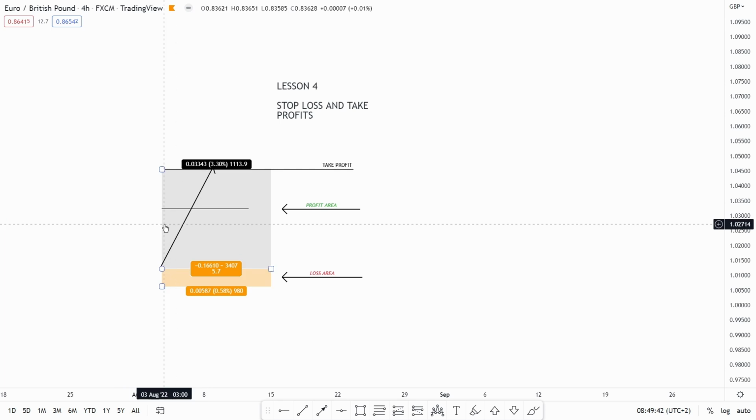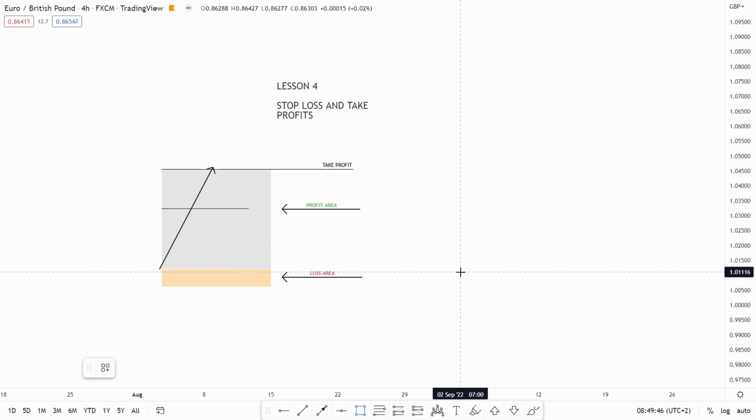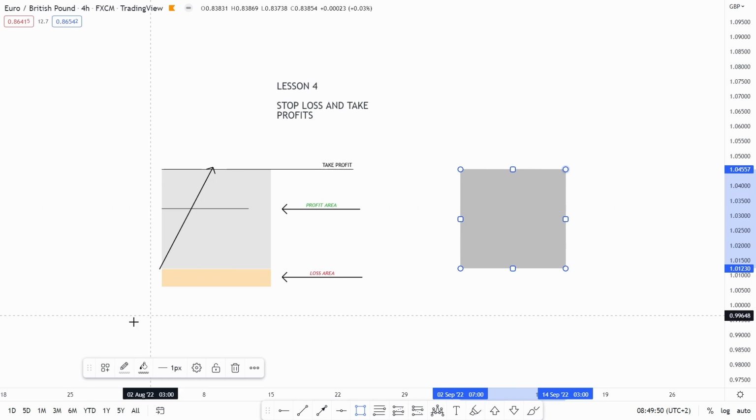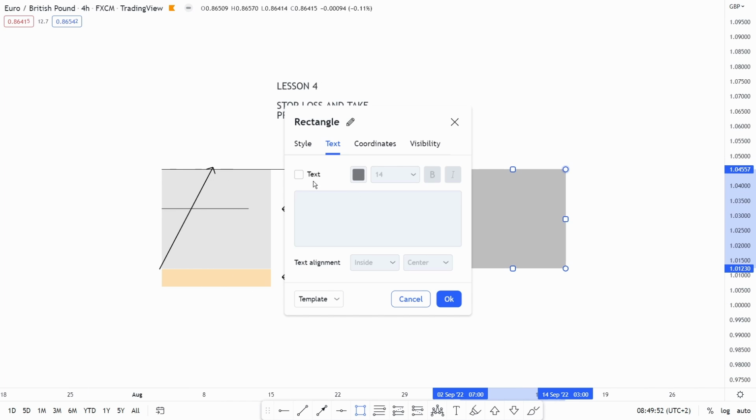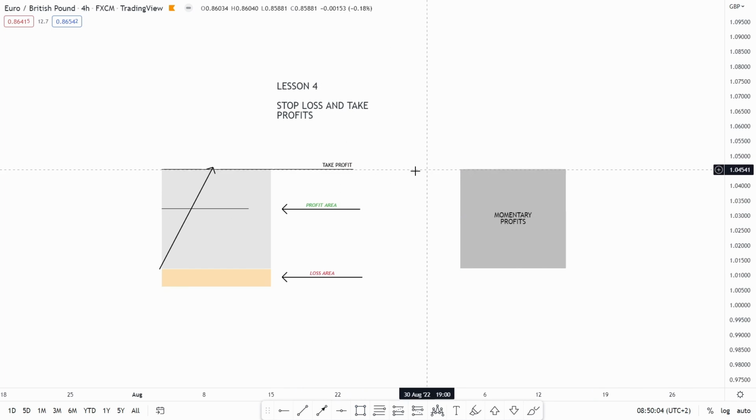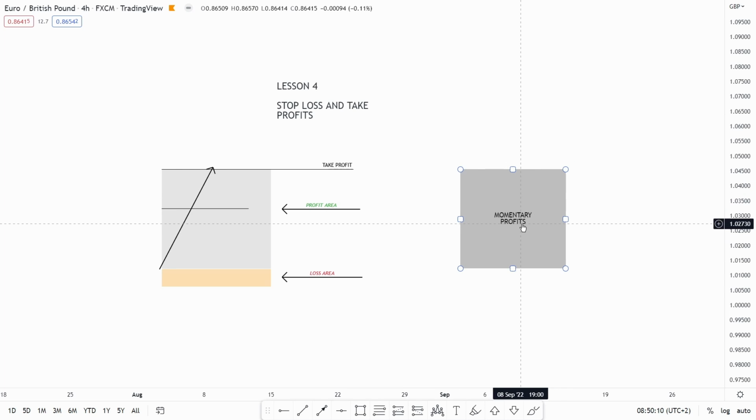Okay, so why do we say this? Because let's repeat, when you are in this area over here, the gray area, it is called momentary profits. But as soon as the market touches your take profit, you're going to gain that money finally, and it is not going to be momentary profit anymore.